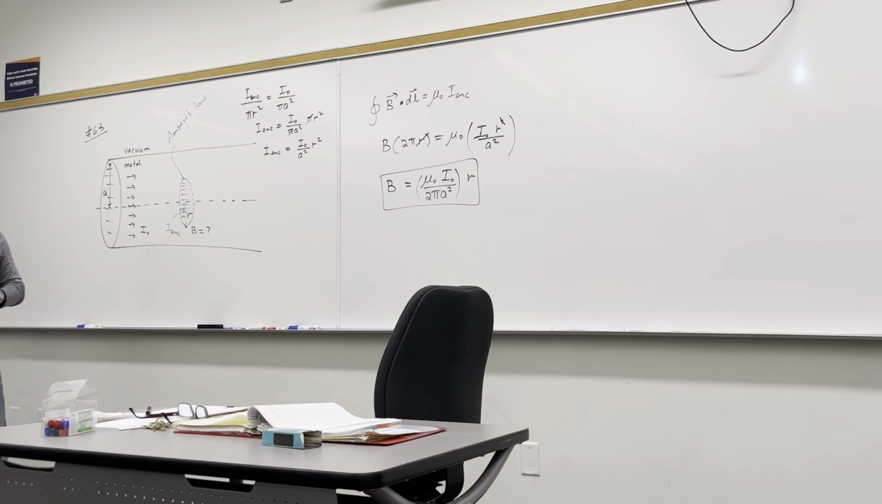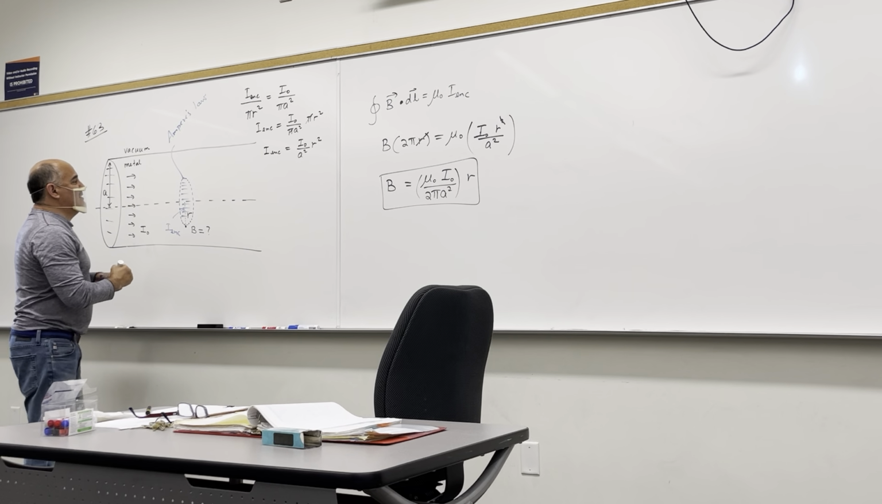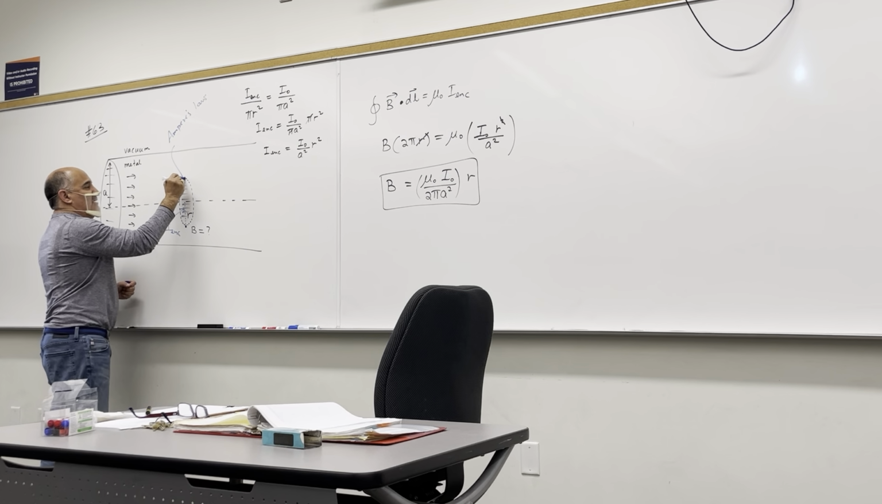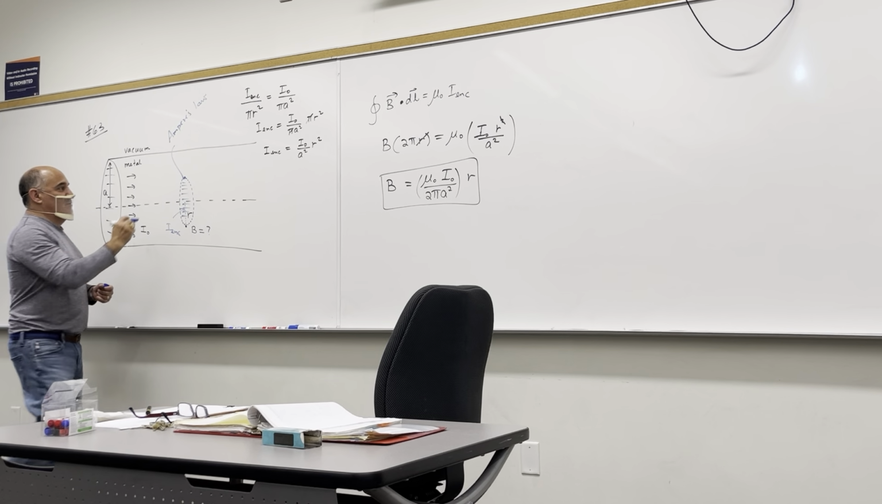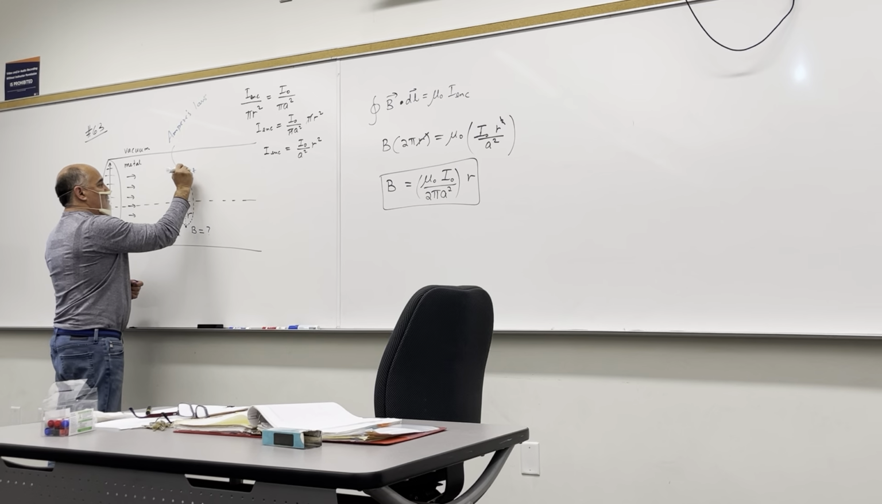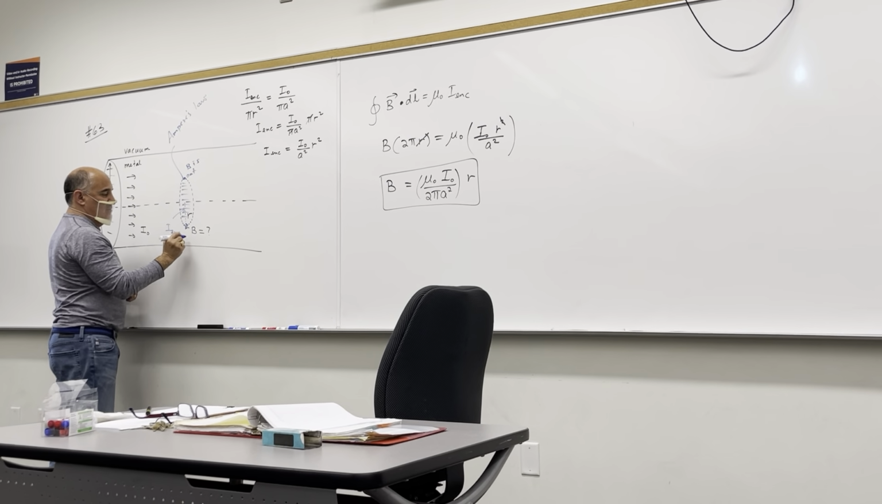The next question is this. You have this tube, right? Since the current is to the right, what is the direction of the magnetic field over here at the top? What is the direction of the magnetic field? Outward, out of the board, right? So B is out. And what is the direction of the magnetic field over here? Into, right? B is into.